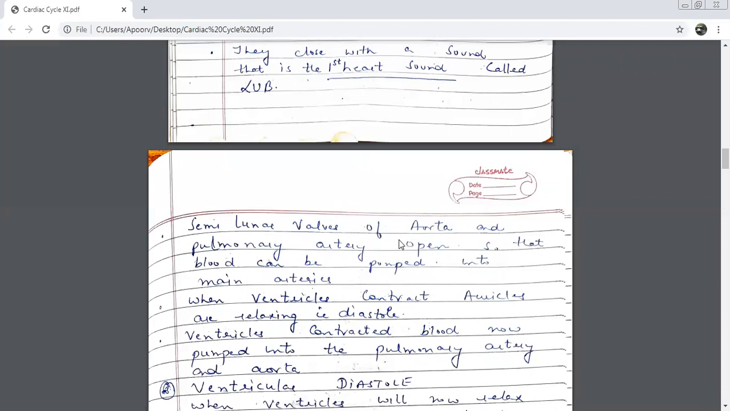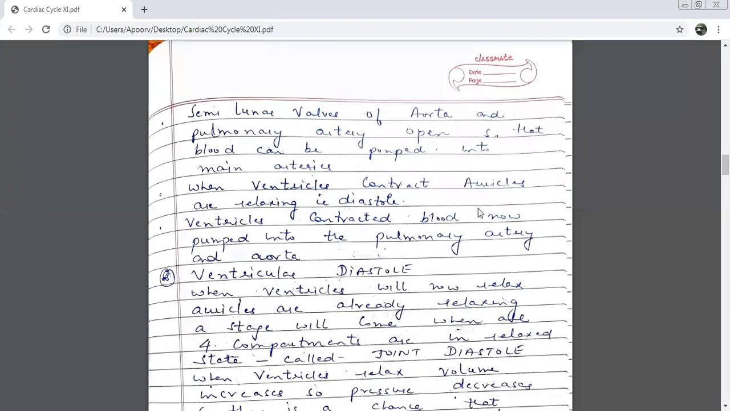So the blood from the ventricles will now go into the main arteries, that is your aorta and your pulmonary arteries. When ventricles are contracting, what is happening to the auricles? Are they contracting or relaxing? Relaxing. That means they are in diastole. Whenever there is a ventricular systole, there is an auricular diastole. So now your ventricles contracted and blood is pumped into the pulmonary artery and the aorta.